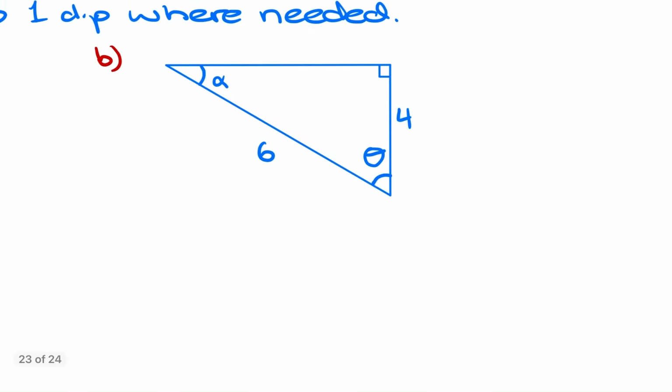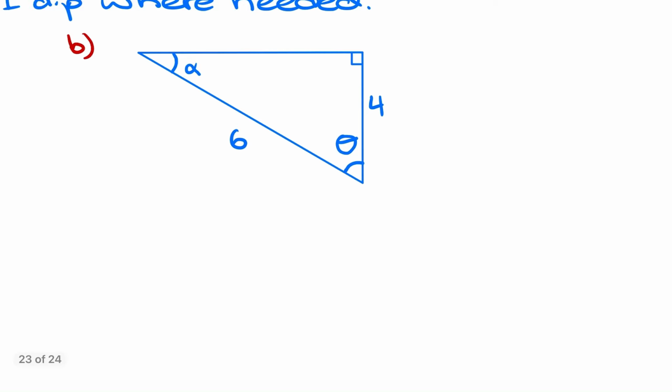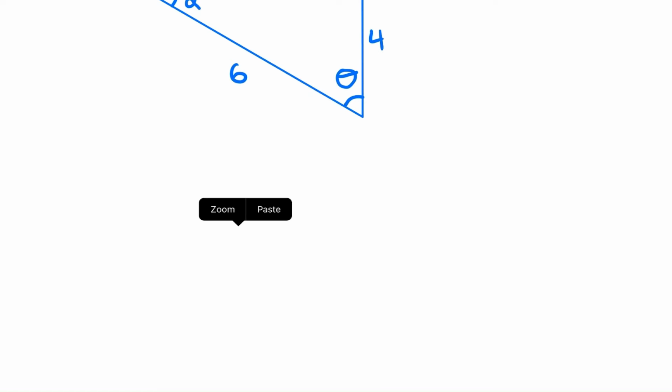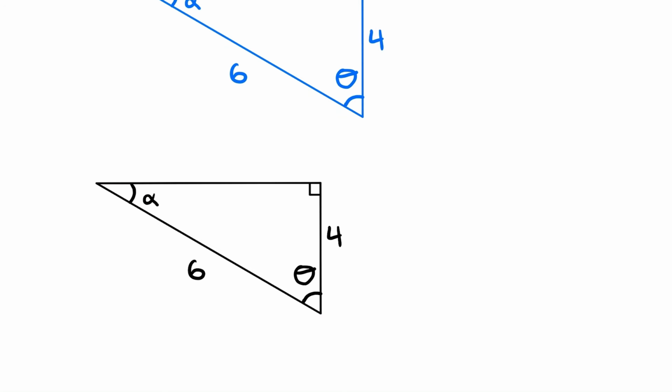Okay, let's do another one over here. So we've got this one here. We're going to use the same approach this time. I'm going to copy my triangle and I'm going to get rid of one of the angles in each of them. So I've got one angle in each.